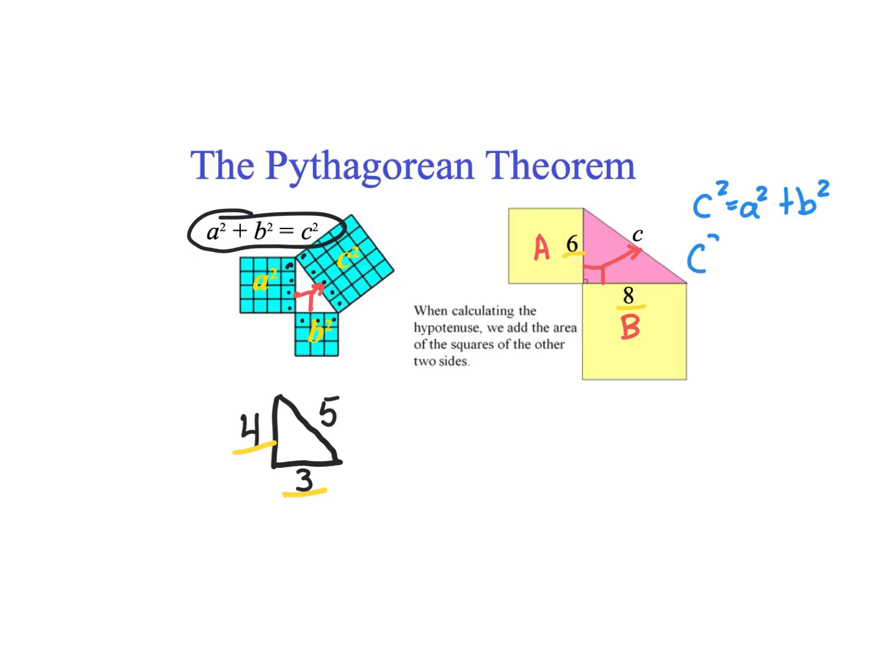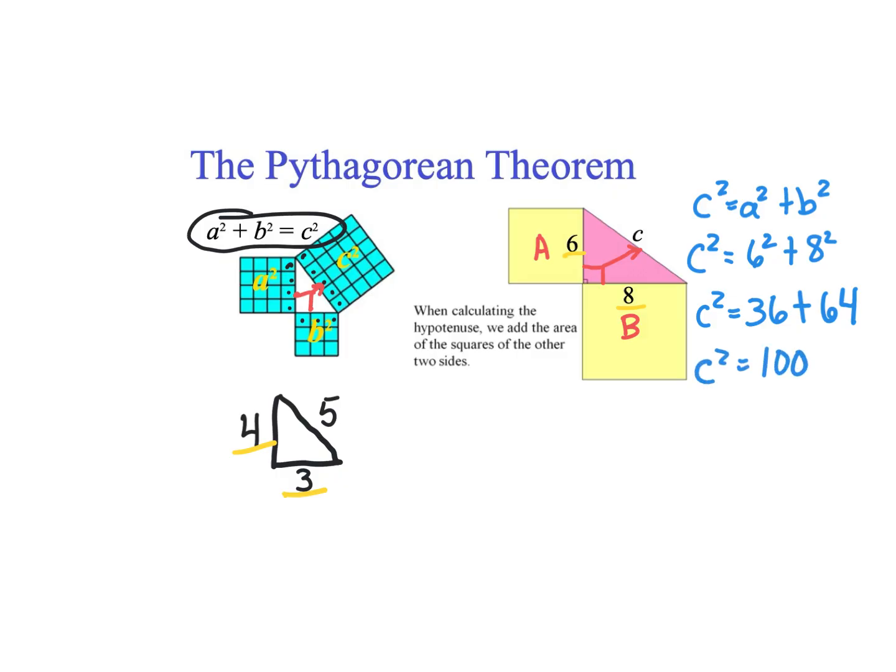We don't know what C squared is. We don't know what C is, but we know that A is 6. So it's going to be 6 squared plus, and B was 8, and that's going to be squared. So order of operations, we take care of the squaring. So we have C squared equals 6 squared is 36 plus 8 squared, which is 64. Now we get C squared equals 100.